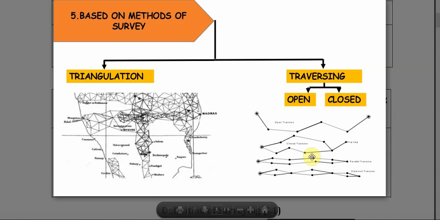So these are the classifications of surveying. So thank you. We'll meet in the next class.